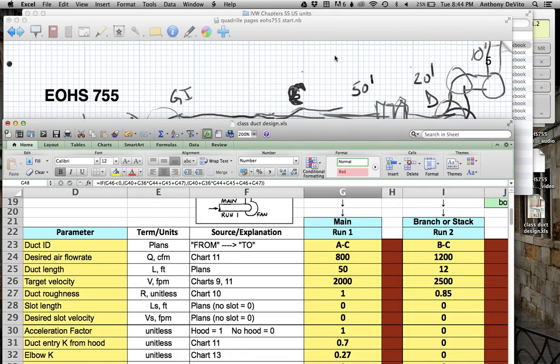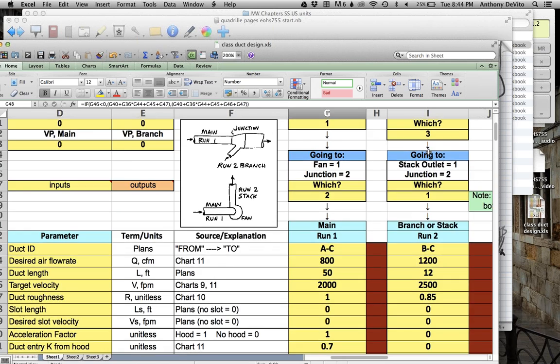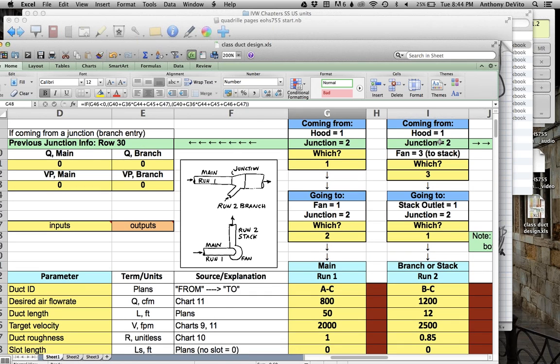It's got 30 feet of duct work and 1 elbow on it. So let's go here and we'll tell it what it needs to know. First thing we got to do is start at the top. Are we coming from a hood, a junction, or a fan? We're coming from a hood. We're starting B. Remember, B is the other hood. We're starting from a hood.